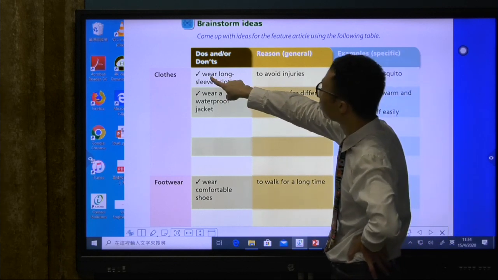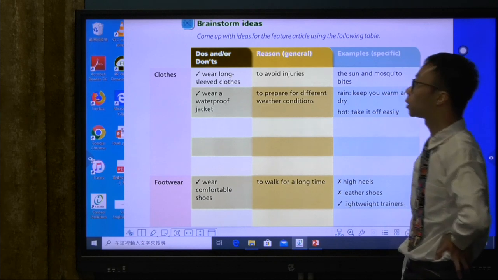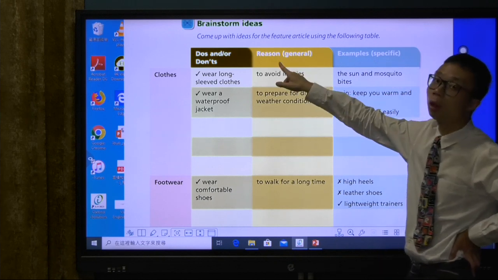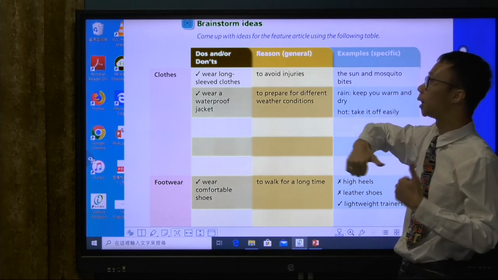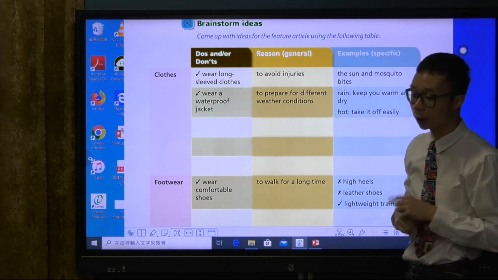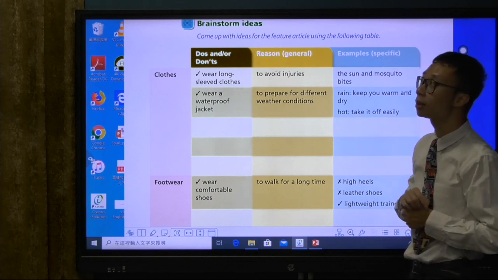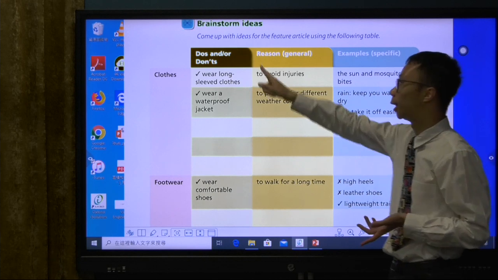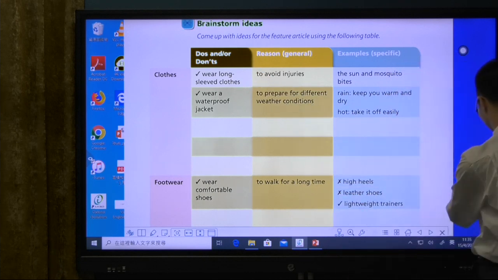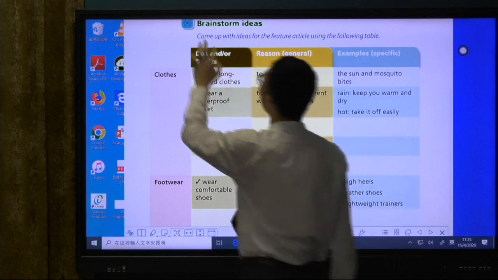And then it advises you to wear long sleeve clothes. This is what we come up with for the PAT part. This comes back to the purpose part. So it is an advice.